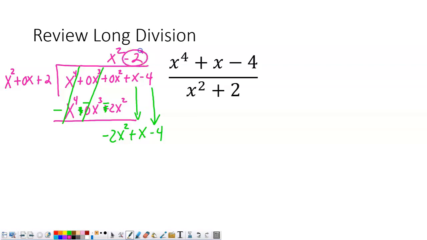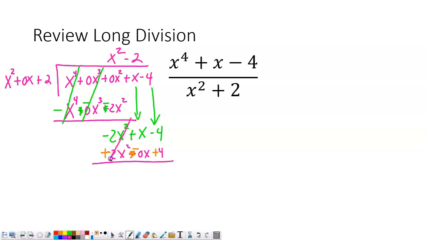Step 3b would be to take your negative 2 and multiply it by all three of these, and then put your answer here. And so that's going to give me negative 2x squared plus 0x minus 4. Go ahead and pause the video here and do step 3d. Step 3d is to change the signs. So we have plus, minus, plus. And then add down. Pause the video here and add down.